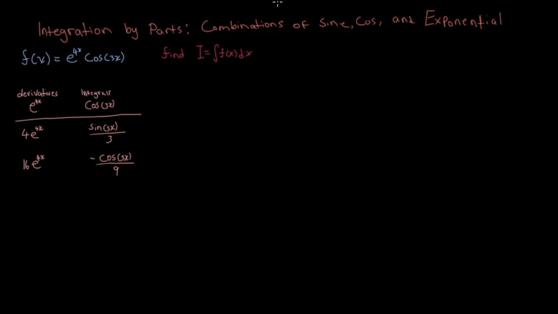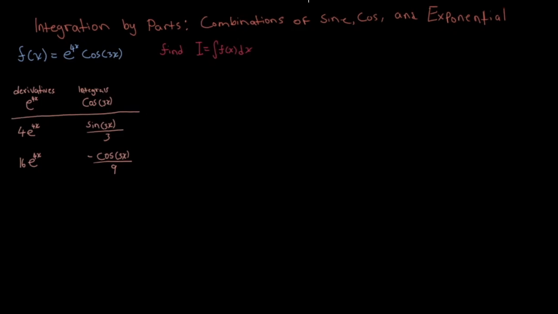In this video, I'm going to show you how to use integration by parts to solve calculus problems involving functions that are combinations of sine, cos, or exponential functions. So consider the function f of x is equal to e to the 4x times cos 3x. As you can see, we have a function that is the product of an exponential function and a trigonometric function, a cosine function. So how would we evaluate this integral using integration by parts?